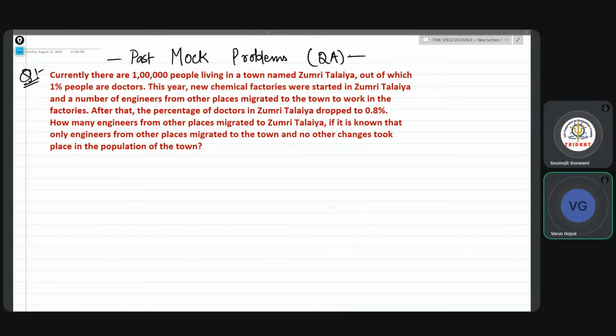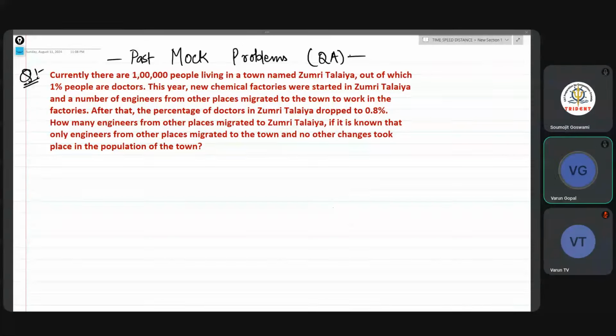0.1% of 1,000, that number is 1,000, right? And that particular number 1,000 reduced to 0.8%. And now 1,000 divided by 0.8% gives 125,000. And subtracting the 100,000 gives 25,000. Standard method only.